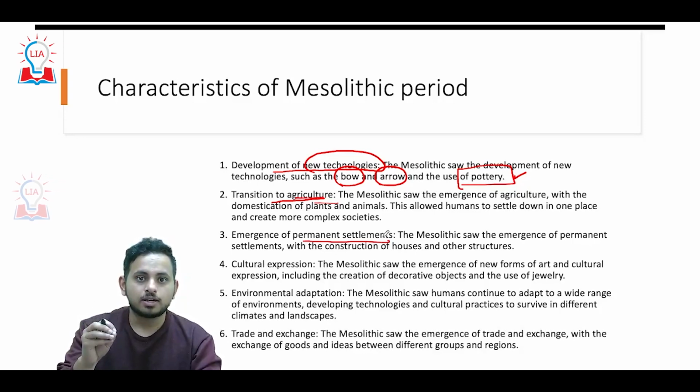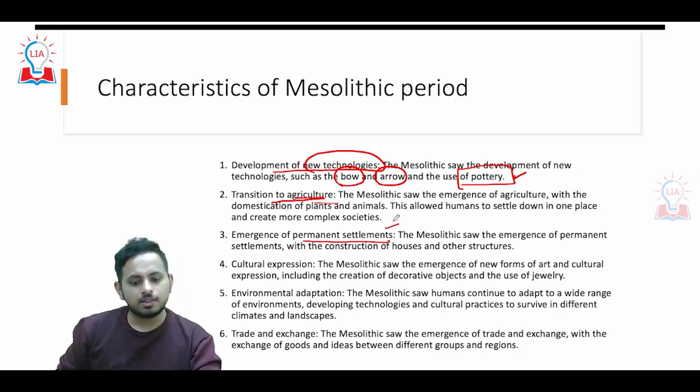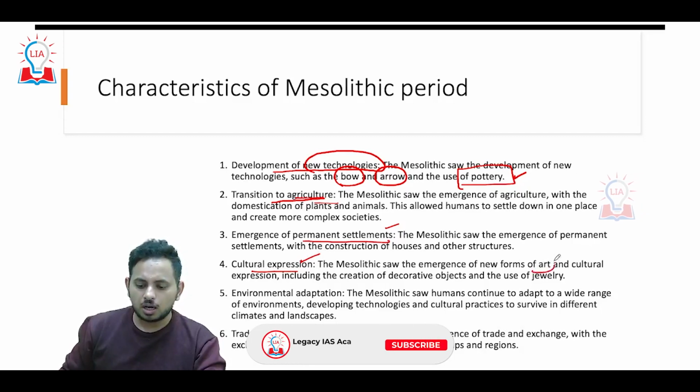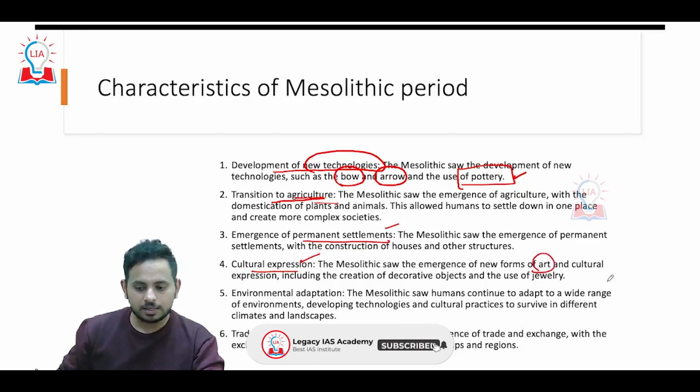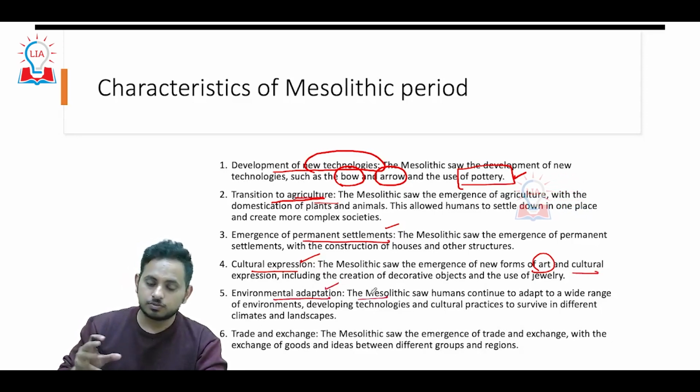Remember, though the agriculture was not extensive, people knew agriculture in the Mesolithic period. Cultural expression is huge in the form of art. We'll be looking at the Bhimbetka cave paintings in some time. Environmental adaptation, of course, yes, this happened because of the migration.